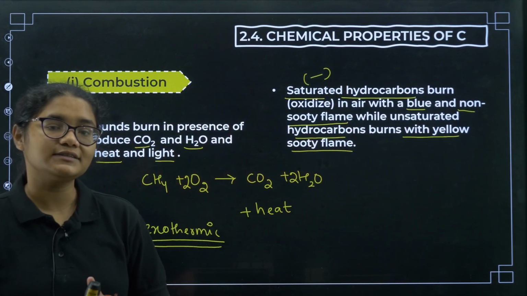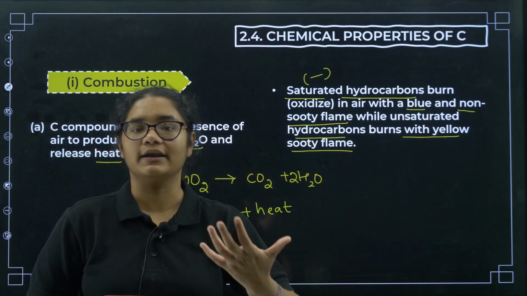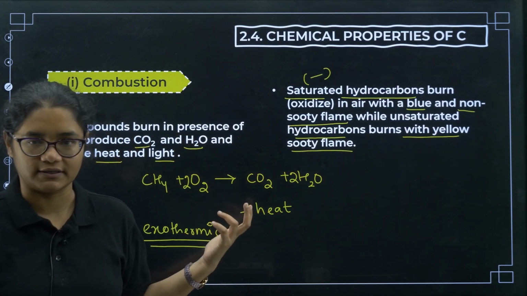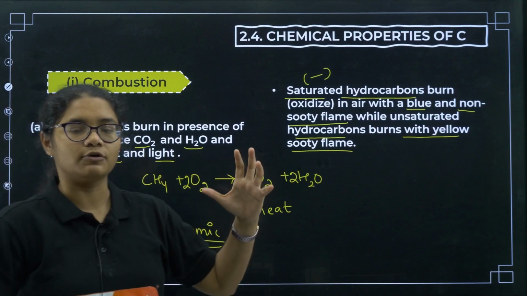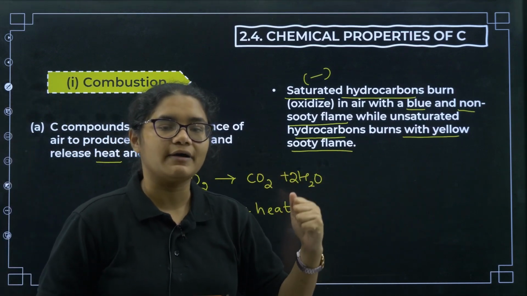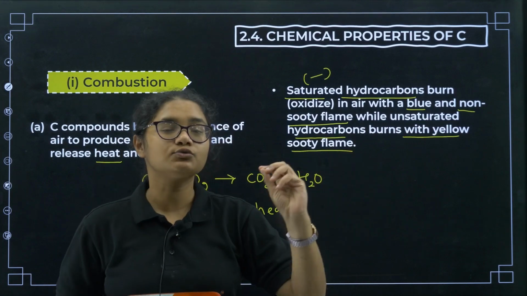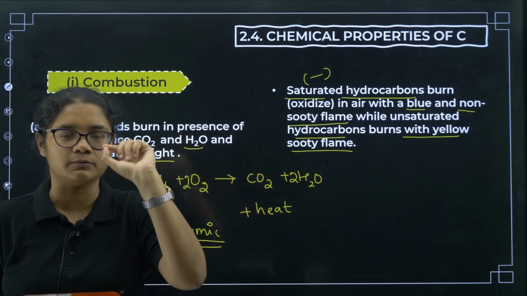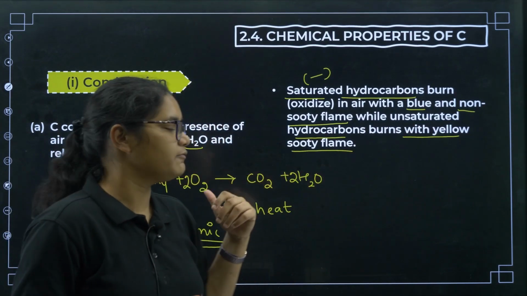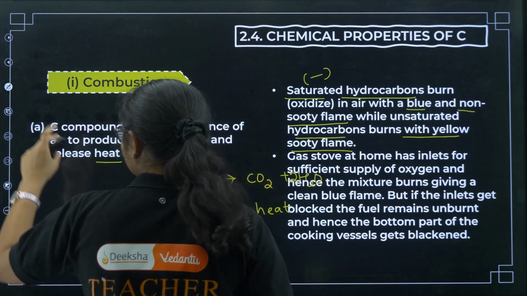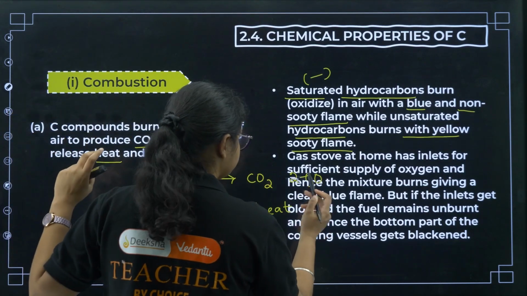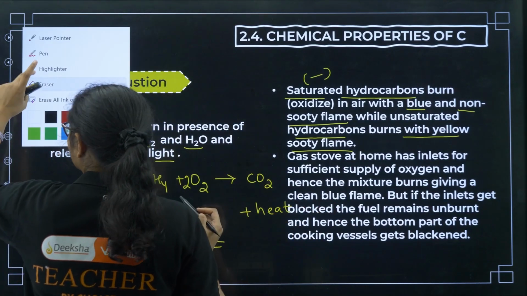Unsaturated carbons require more energy, or a greater amount of oxygen. That is why, if a larger amount of oxygen is not present, you will generally find the unsaturated carbons burn with a yellow and sooty flame. Sooty flame means in the flame there will be black particles. Now where can you commonly observe this? You can observe this in the gas stove.